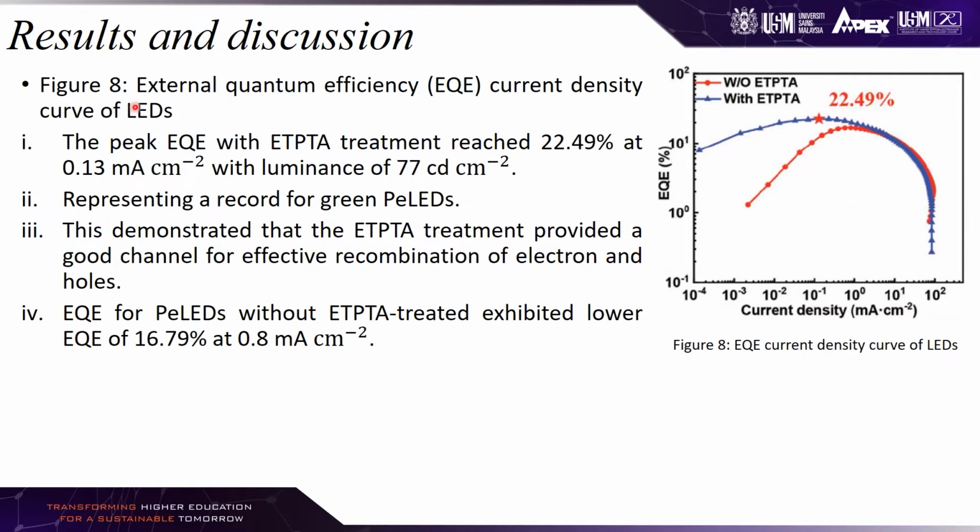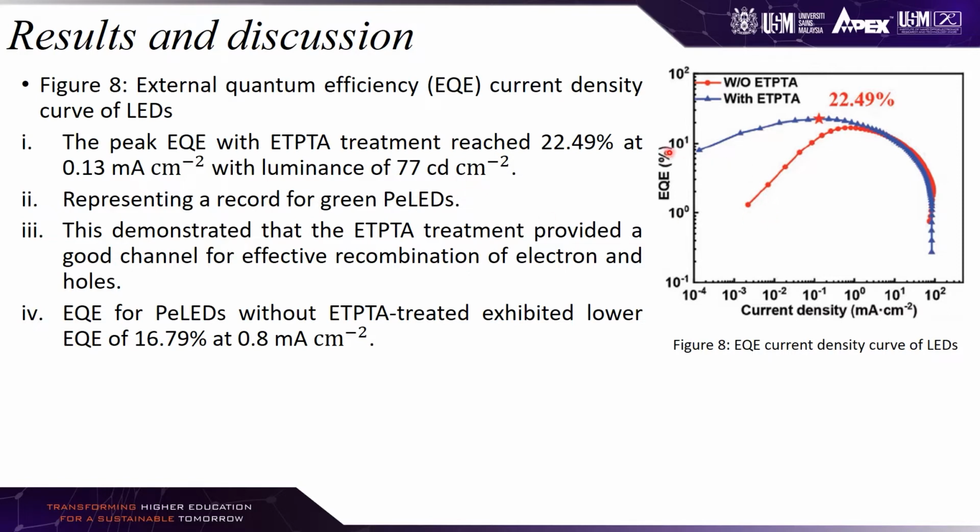Figure 8, external quantum efficiency, which we can simplify as EQE, current density curve of LED. So this is the graph, figure 8, showing the EQE current density curve of the LED. The peak EQE with ETPTA treatment reached 22.49% at 0.13 milliamp per centimeter square, with luminance of 77 candela per centimeter square.